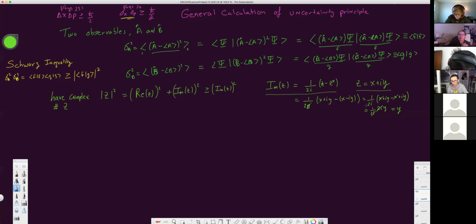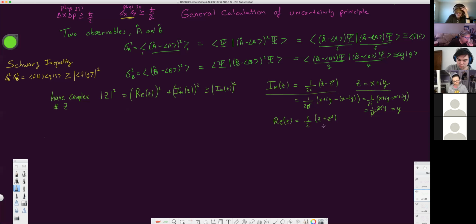Okay. What about the real part? We don't need the real part, but what would you do to get the real part? 1/2 times (z plus z star). Yep. So a very similar proof here, which we're not going to do. Okay, we're going to use the imaginary part one.